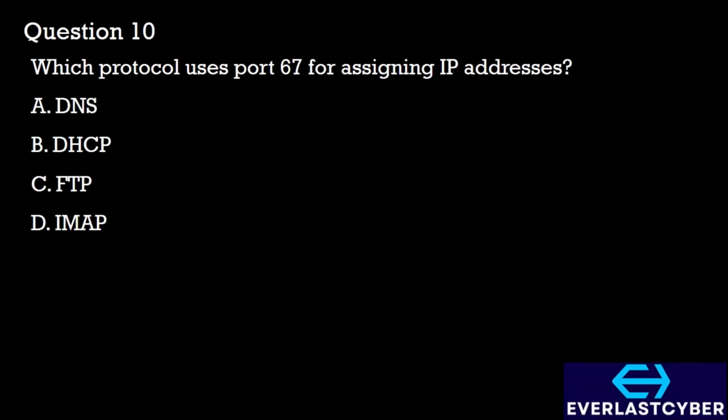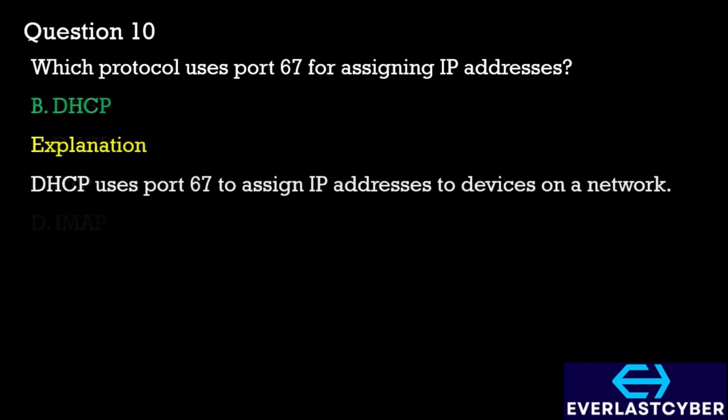Question 10. Which protocol uses port 67 for assigning IP addresses? A. DNS. B. DHCP. C. FTP. D. IMAP. Now, when we hear that a port assigns IP addresses, we should know that it's only DHCP that can do that. So we'll be going with option B here, DHCP. DHCP assigns IP addresses to devices on the network.